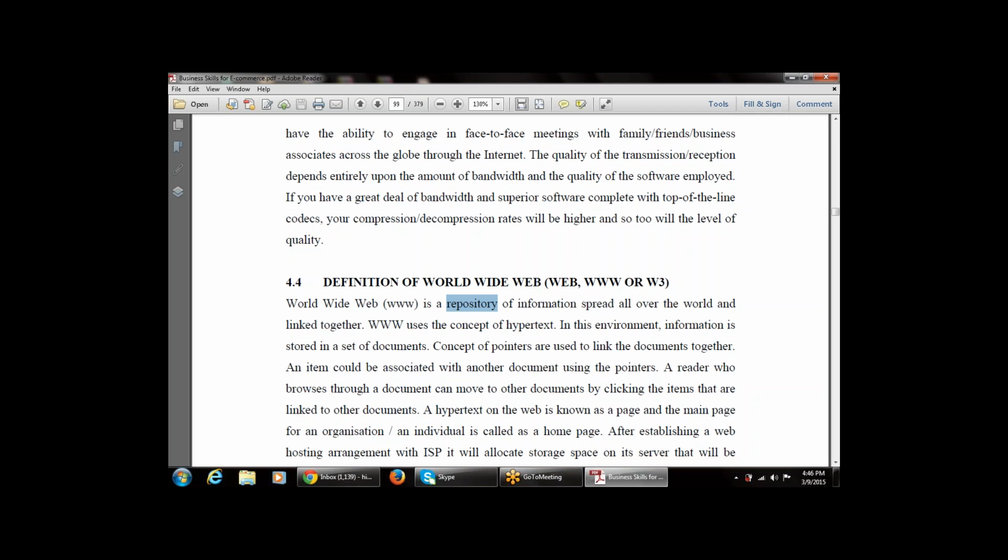So WWW uses the concept of hypertext. In this environment, the information is stored as a set of documents. The concept of pointers is used to link the documents with each other. A reader who browses through a document can move to another document by clicking on an item that is linked to another document. As an example, if I click on home, the home page opens. If I click on contact us, a page opens with the contact information: name, address, contact number.